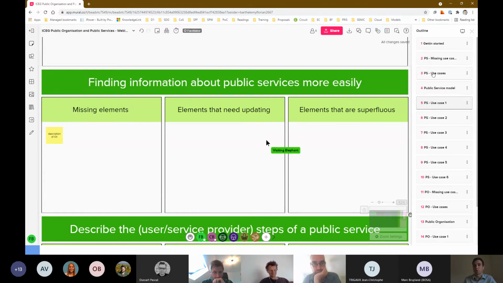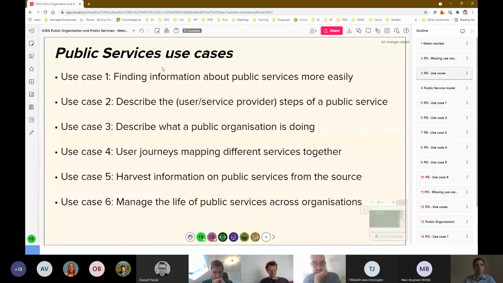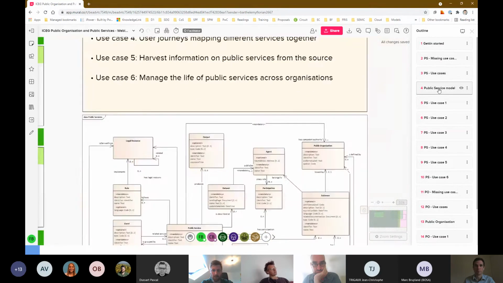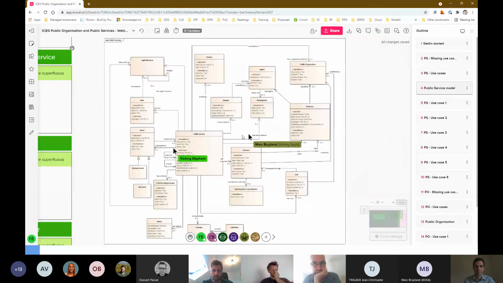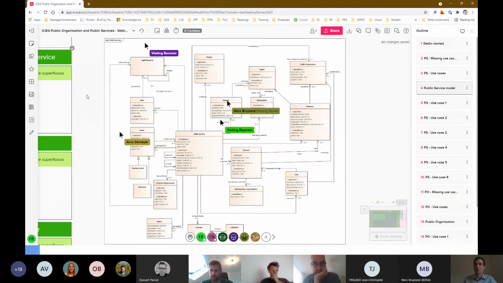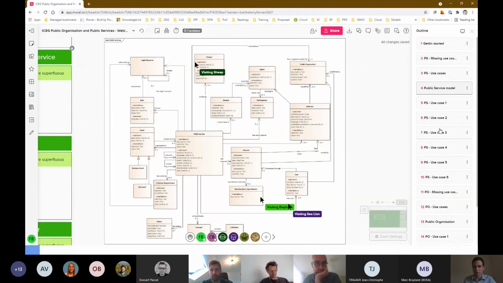Another way is simply you can also use the use cases and think about, okay, what are the information that I need, and then check if it is available today in the public service model. It's a bit of playing. That's why make use of the outline, and I will give you 5 minutes to think about that, and then we discuss it together.